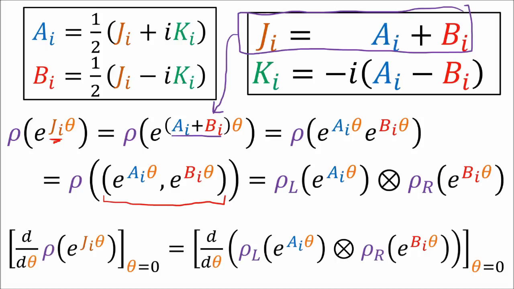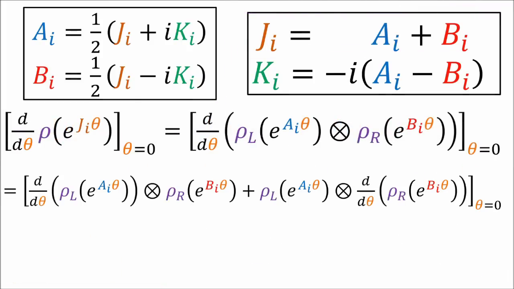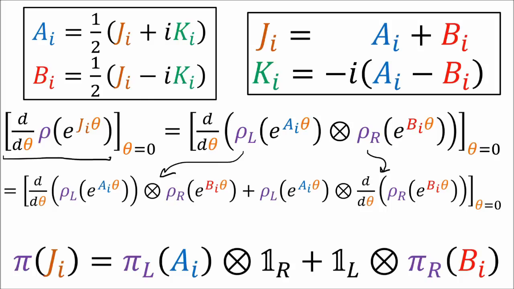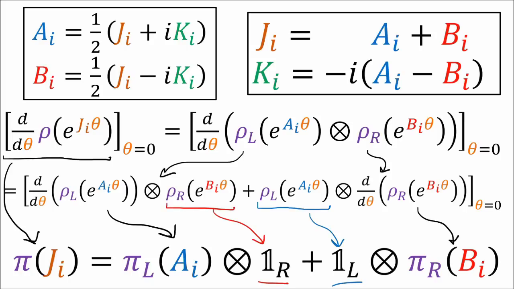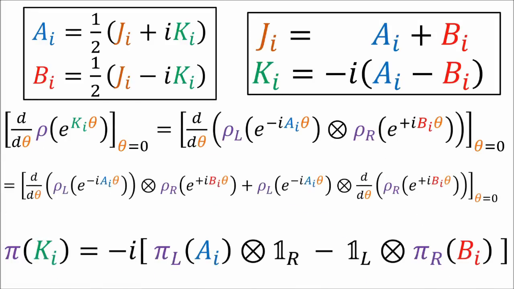To get the generator representation matrices, we take the derivative and set the parameter to 0. The derivative gives product rule over the tensor product, and after we set the parameter to 0, these terms become generators in the matrix representations denoted by pi, and these terms become identity matrices. We can get a similar formula for boosts, except the formula has a minus sign in the middle and is multiplied by an overall factor of -i.